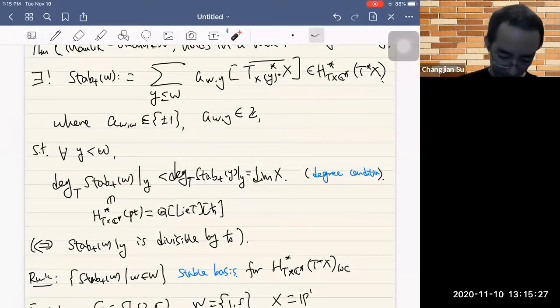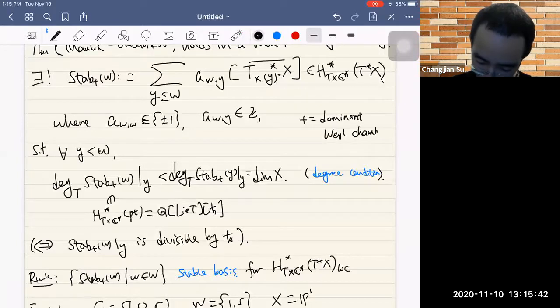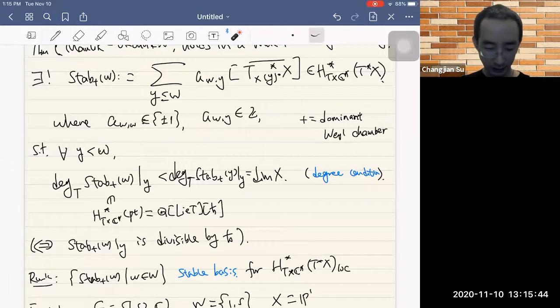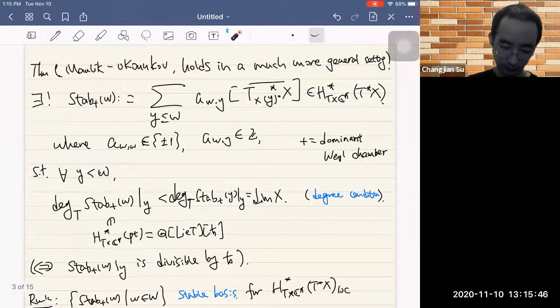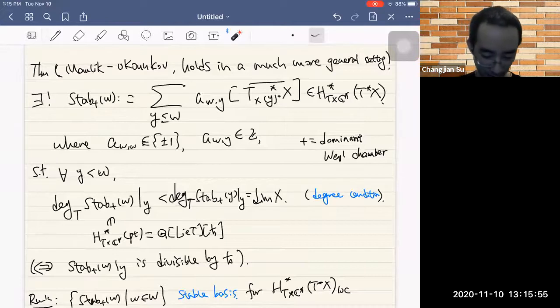And I forgot to mention, this plus is the dominant chamber. The definition depends on the choice of a chamber, and in our case, a chamber is exactly the same as the usual Weyl chambers. And here I'm using this plus to denote these dominant Weyl chambers.